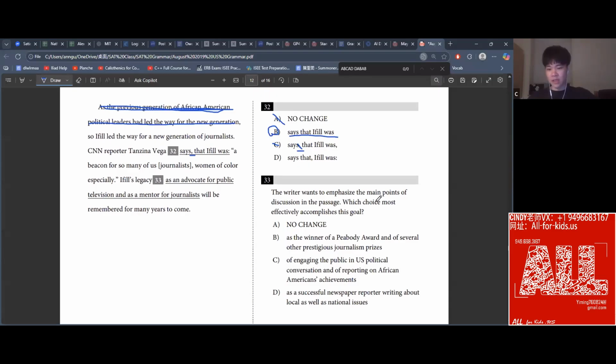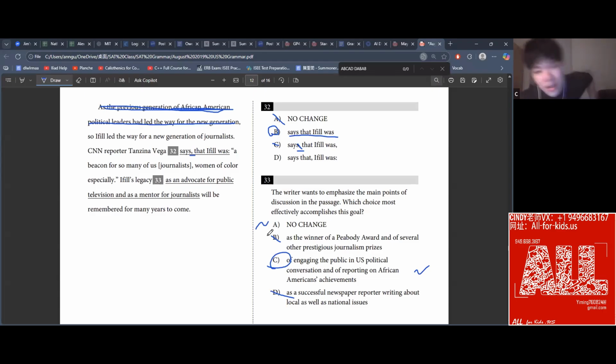Then number 33 wants to emphasize the main point. So the main point of the passage is that she is very important, right? As in, she helped start a lot of, I think she was a prominent figure in African-American journalism. Okay. So emphasize the main point discussed in the passage, which most effectively aligned to the goal. As an advocate for public television and a mentor for journalists could be. As a winner of the award and other journalist prizes, no, we didn't talk about that. Of engaging the public in US political conversation and reporting African-American achievements, yes, that's where she started off doing. As a successful newspaper reporter, no. So the answer should be C.